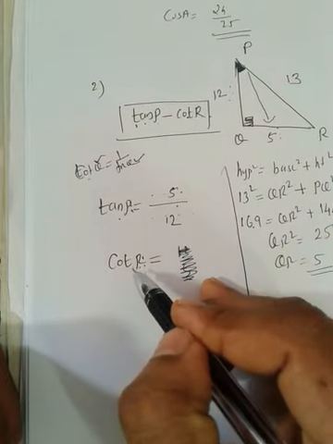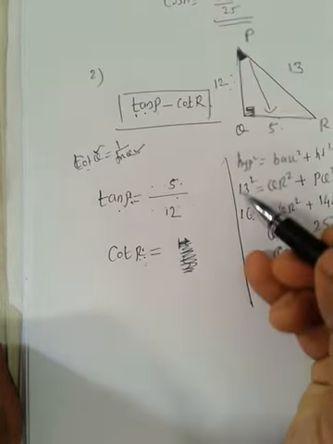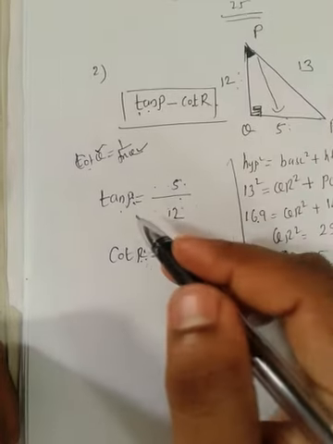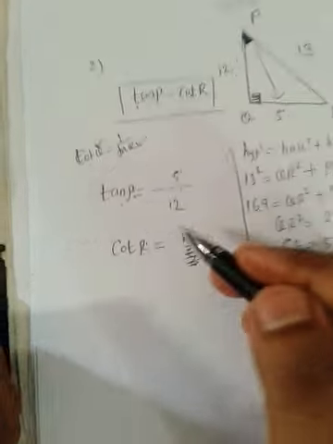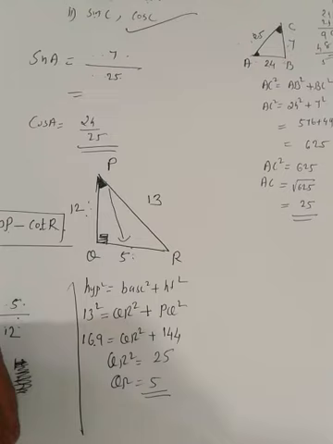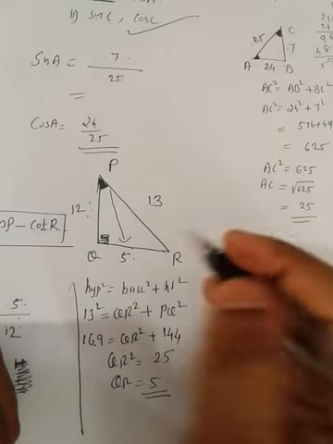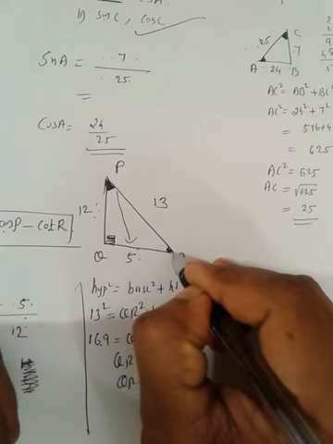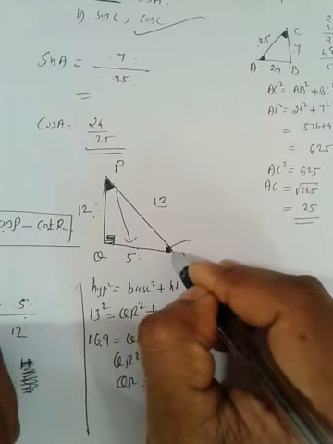Clear? If the question is to calculate cot P, then just write 12 by 5 and go away, no problem. But here the question is to calculate cot R, so you are supposed to calculate cot R separately. You may have understood, no? So cot on angle R, this is the angle which we have to fix.